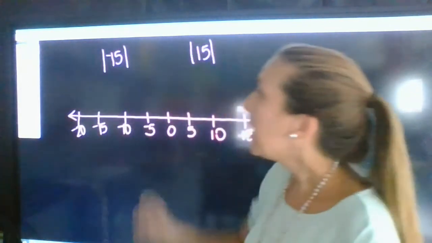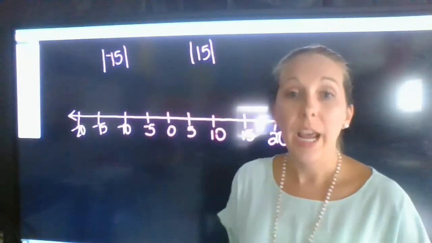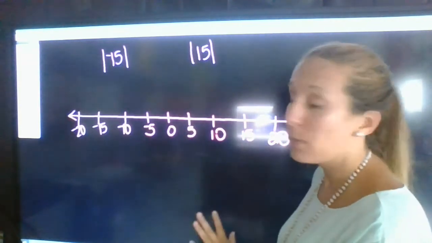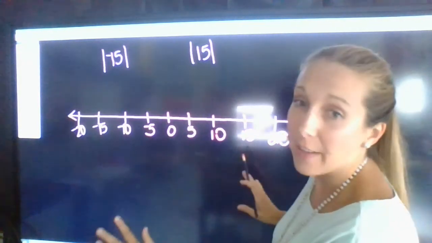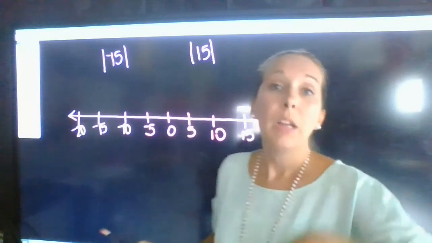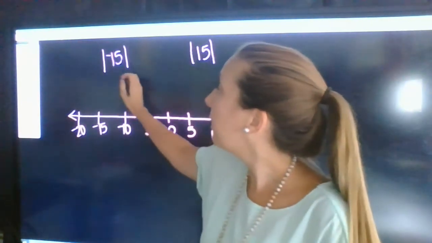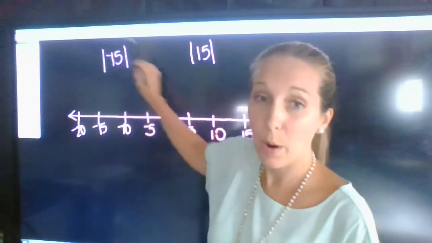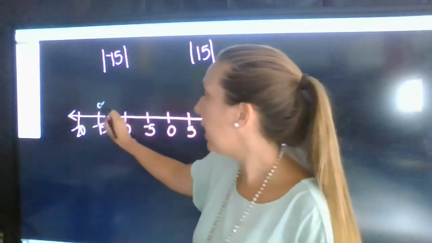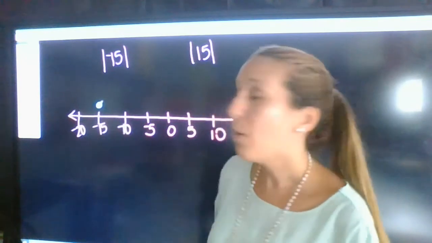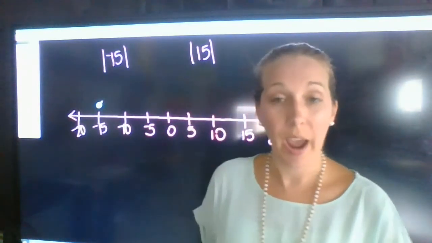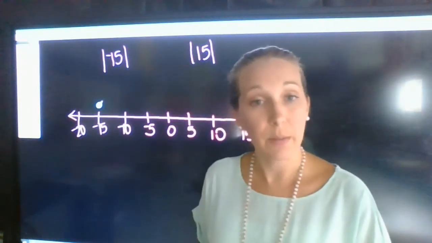So let's look at the absolute value of negative 15. Now, if you notice on my number line on this one, we separated them by 5s. Instead of counting all of them to 20, we just separated them by 5s. So let's talk about our negative 15 inside this absolute value bar. So we're going to go down here to negative 15. And I want to know distance from 0. How far is negative 15 from 0?